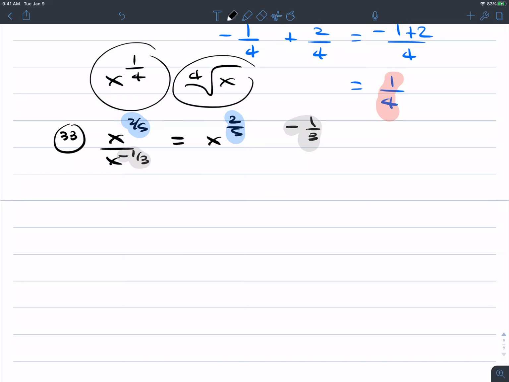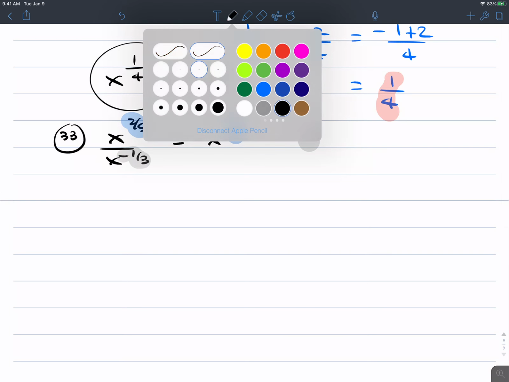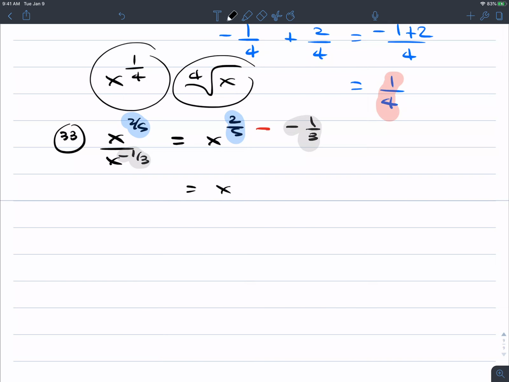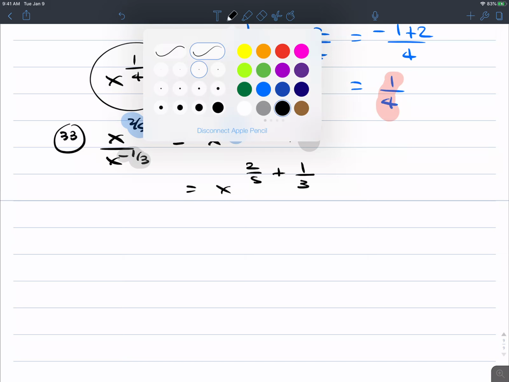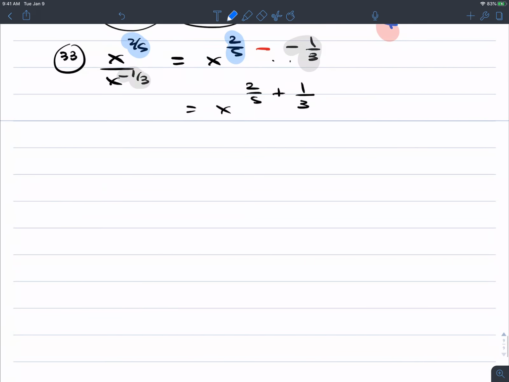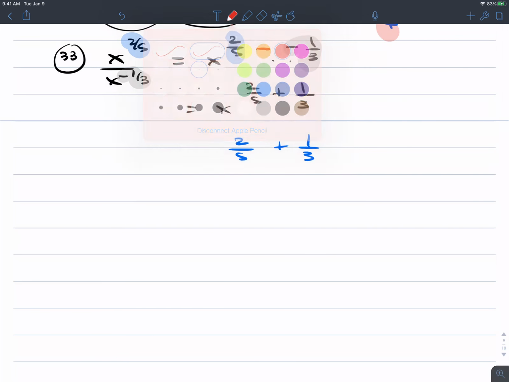What operation between the two? Subtraction. X to the 2/5 minus the minus makes that what? Plus 1/3. So my work now is I take the fractions 2/5 plus 1/3. What's the LCM of 5 and 3? Is that 15? So let's see what we do now.